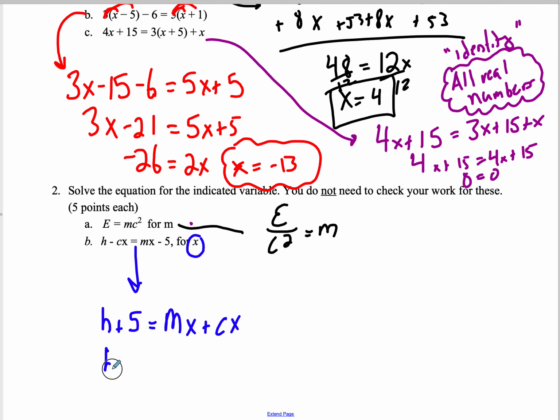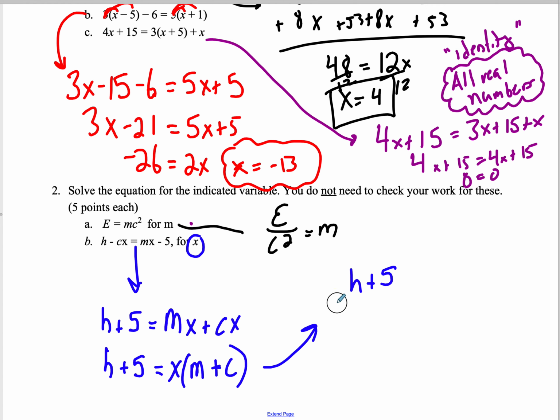All right, and then one thing we need to see is that if you look at it, we talked about taking that common thing out there. So we take out the x and then m, because you can imagine distributing and getting mx. Then you can imagine distributing c and getting cx. Okay, and the last step is just to divide by m plus c, and you get h plus 5 over m plus c, okay, is equal to x.